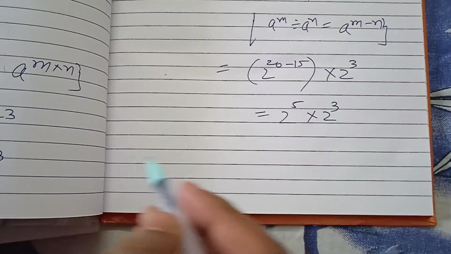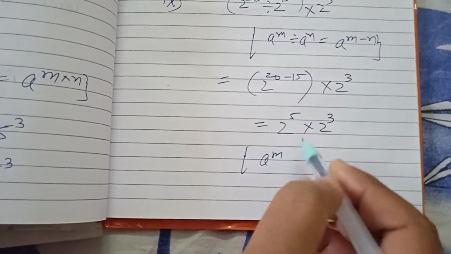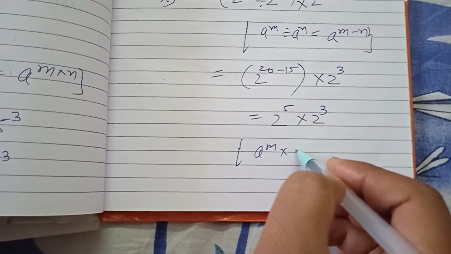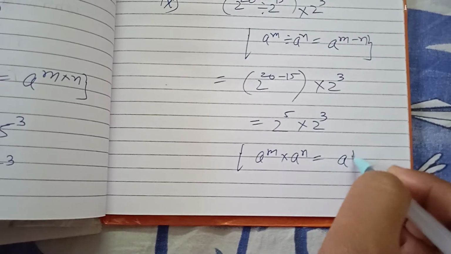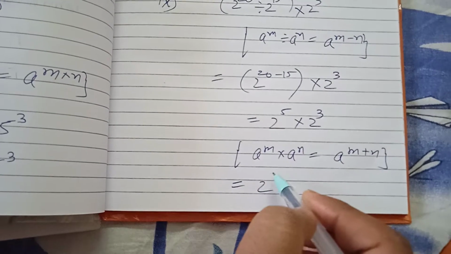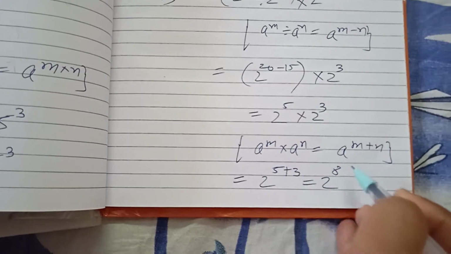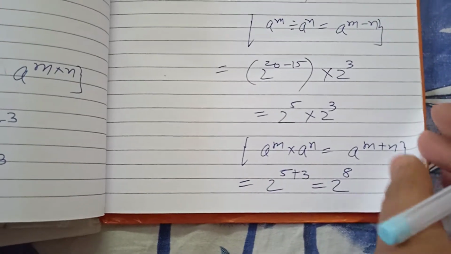Now we use here this law: base is same, powers are different. So we use this law, a power m into a power n is equals to a power m plus n, means 2 to the power 5 plus 3, and 2 to the power 8 here. This is our value, students.